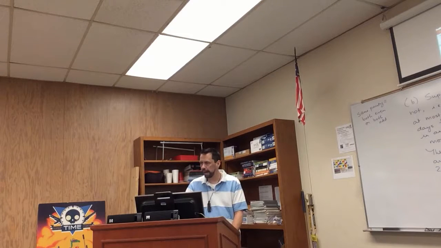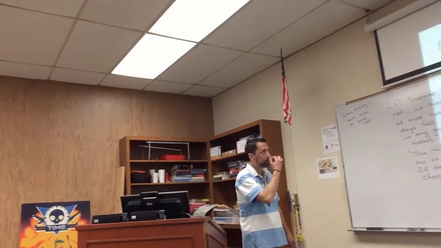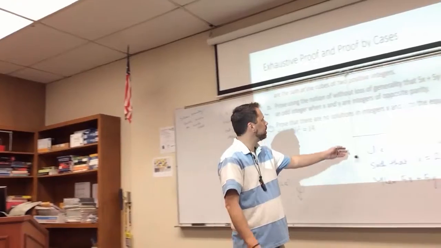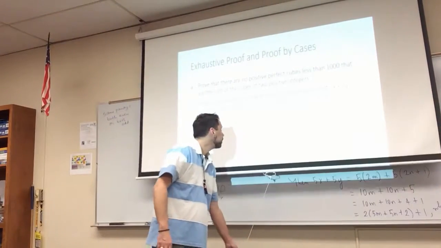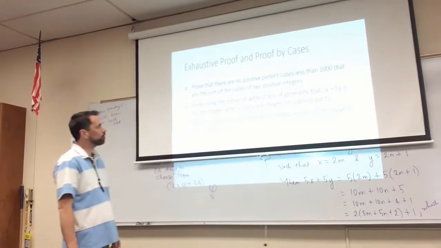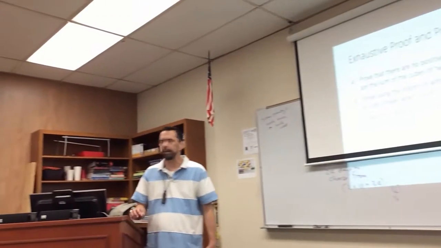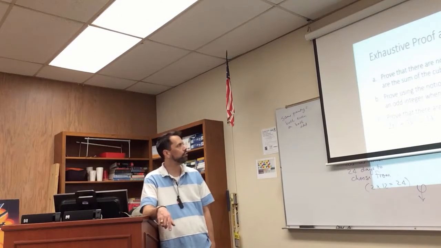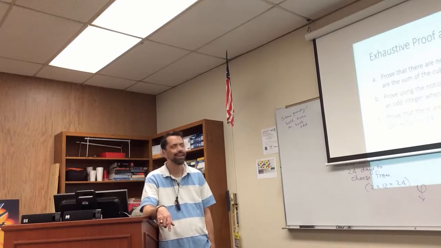So that brings us back to 1.8. All right, so letter C. Letter C is kind of similar to letter A. Prove that there are no solutions in integers x and y to the equation 2x squared plus 5y squared equals 14.